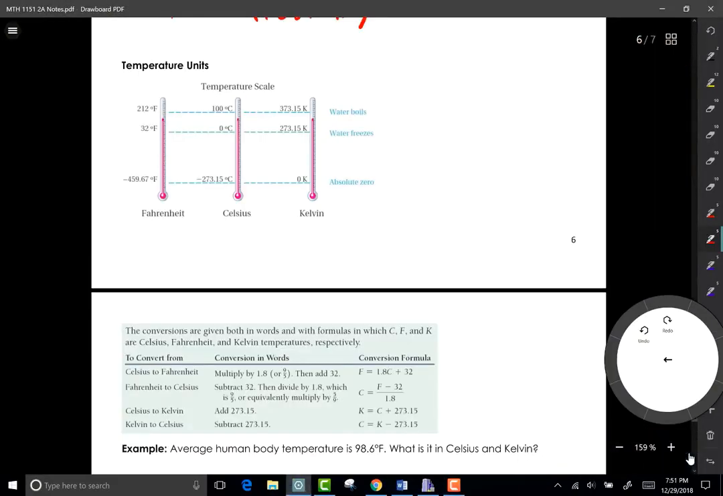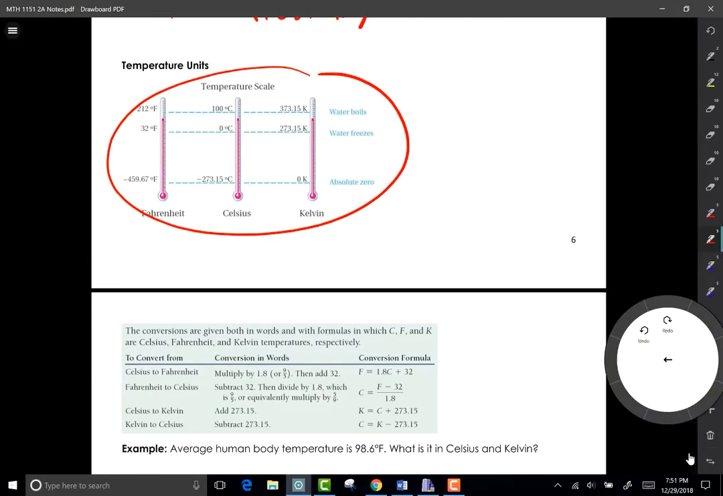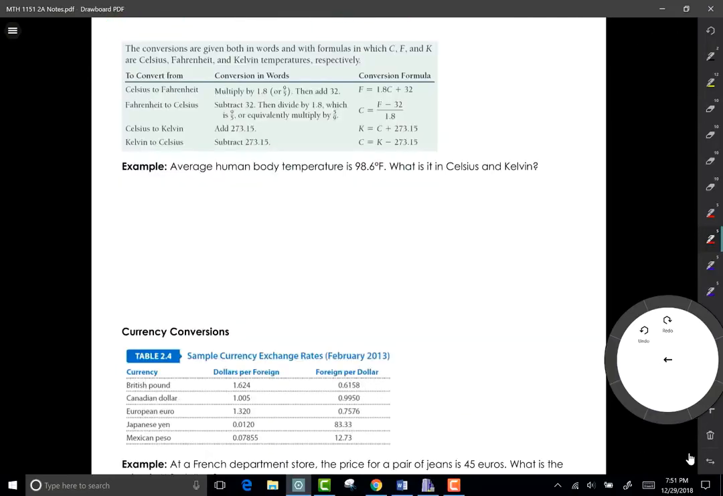Okay, the next topic I want to talk to you guys about is temperature units. So we have 3 different systems. We have Fahrenheit, Celsius, and Kelvin. And here's a picture that I got that kind of shows you where the boiling point is and where the freezing point is, so that you have an idea how to compare the 3 systems. Okay, so we have formulas to be able to go back and forth and change from Fahrenheit to Celsius and from Kelvin to Fahrenheit, etc. And these are the formulas that we're going to use up here.